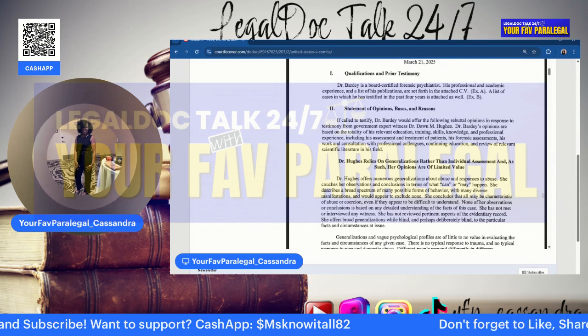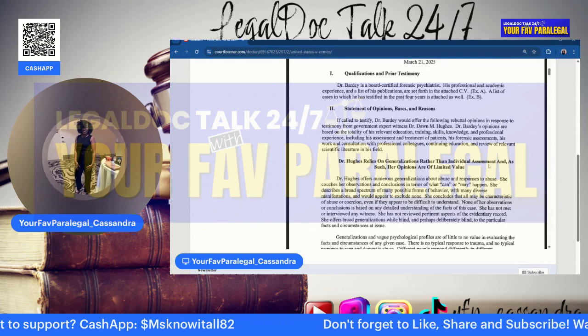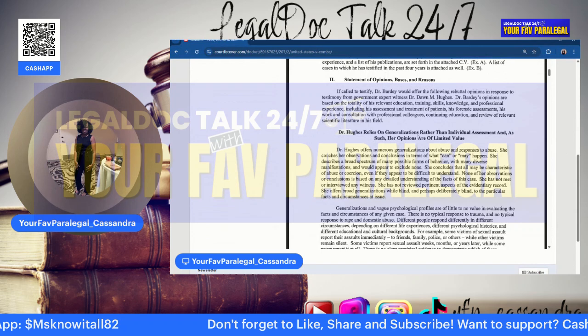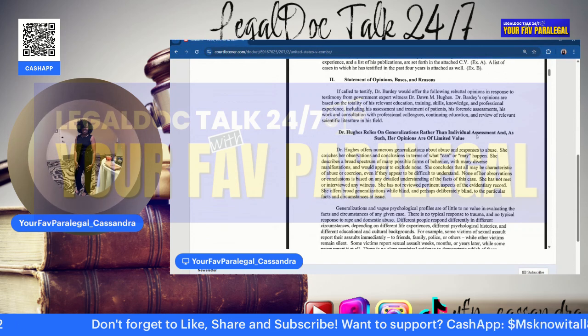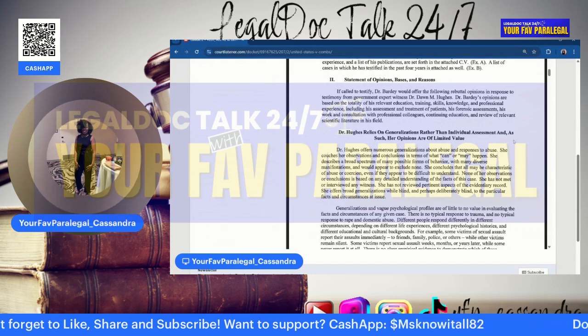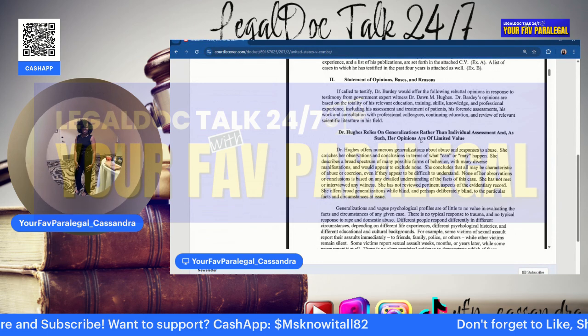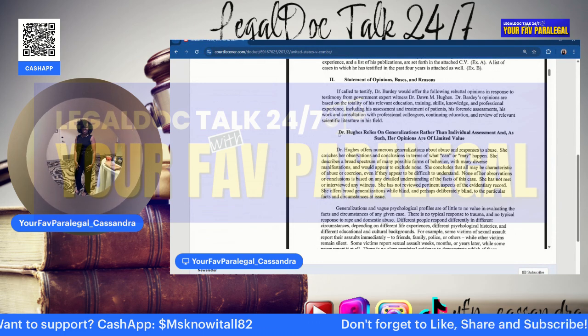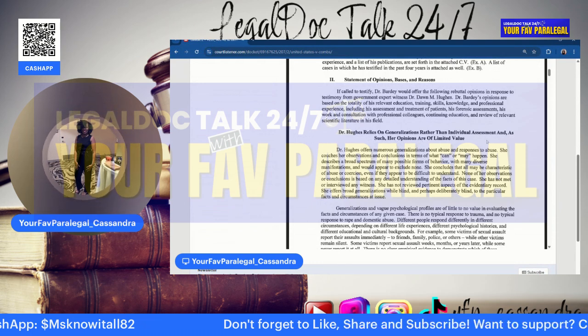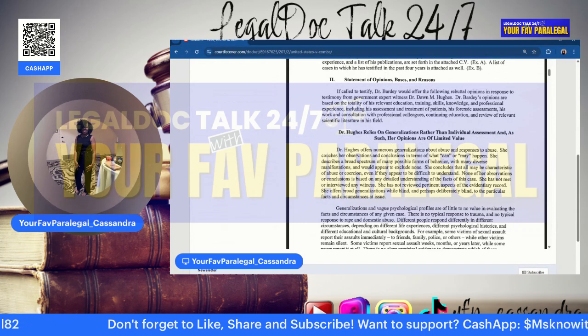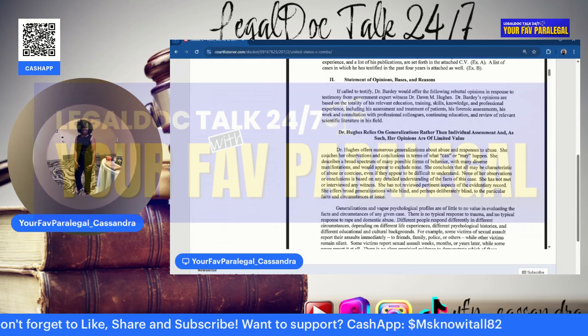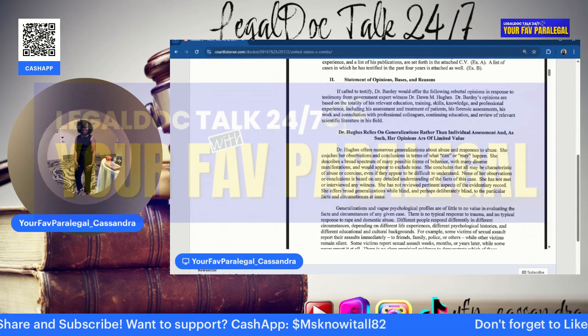Oh, this is interesting. So he relies on generalization rather than individual assessment. And as such, her opinions are, oh, that's what they're saying, her. So Dr. Hughes relies on that. And that's what I was saying. So she's speaking in general and not per se about the victim.